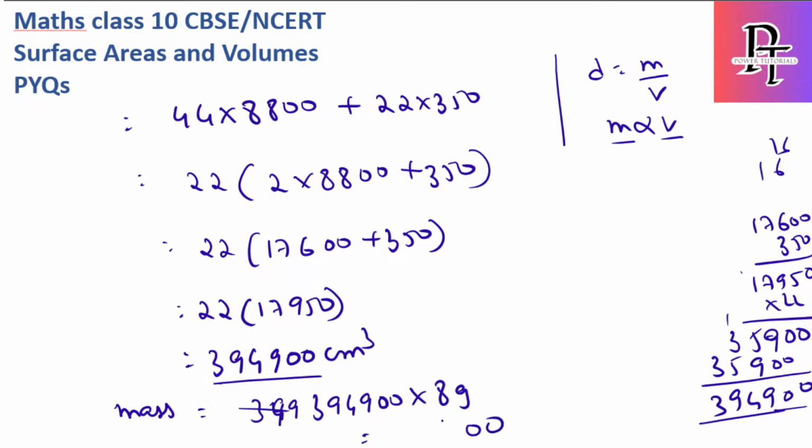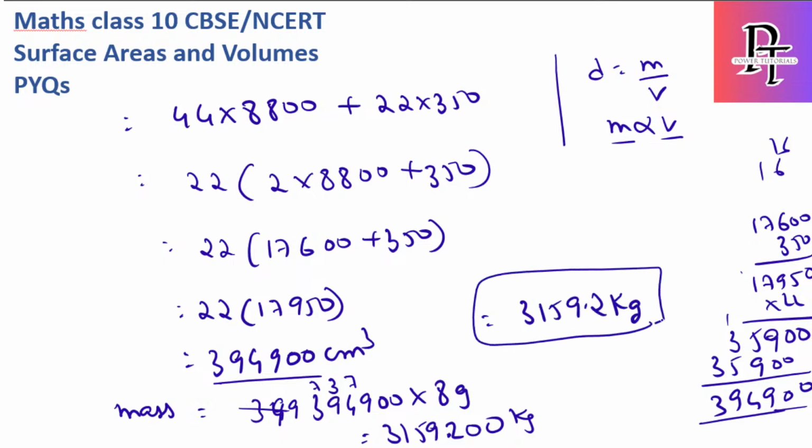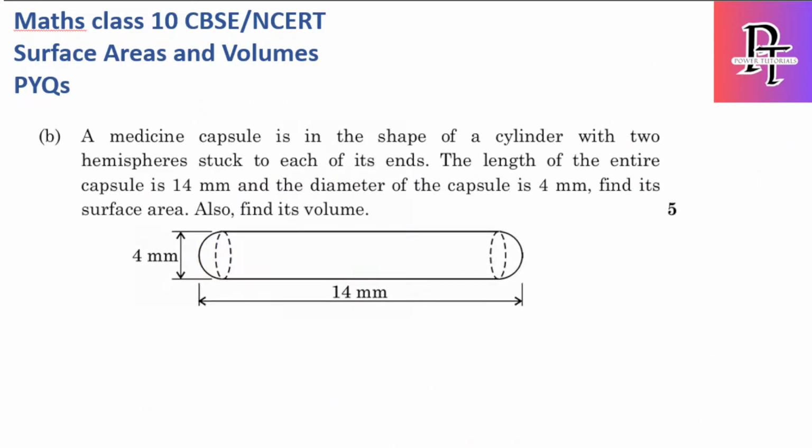8 9 just 72. So 7. 8 4 is 32, 39, 3. 8 9 is 72, 75, 7. 8 3 is 24 plus 7, 31. But this is in grams, I'll just point to here, so that I'll get in kilograms. So final answer is 3159.2 kilograms is the mass of the entire structure. Okay, let's move to the next one.